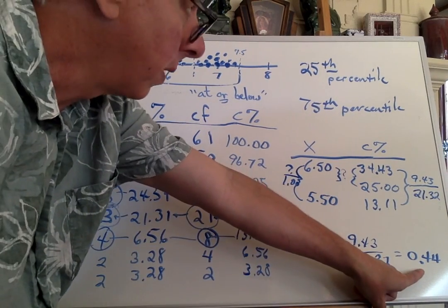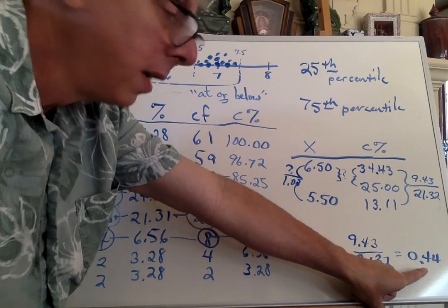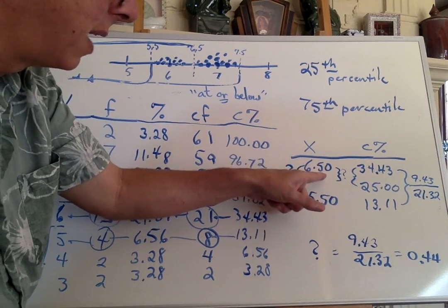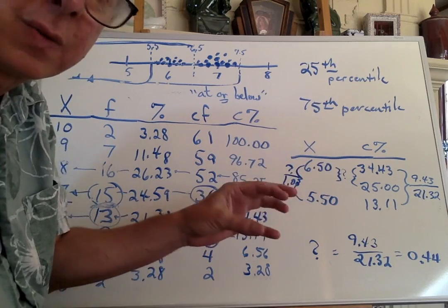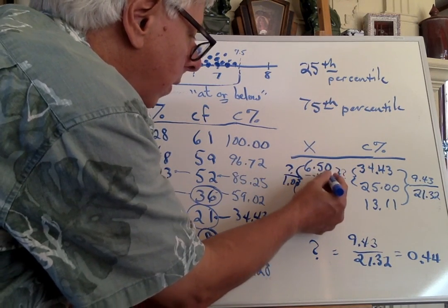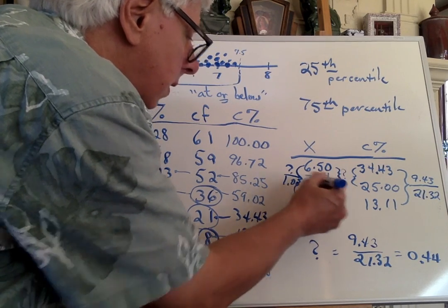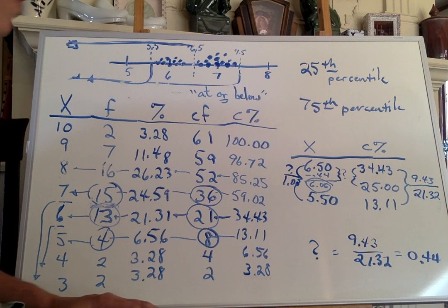So this is the 25th percentile, right? No, it's not. That's how far we have to go down to get to the 25th percentile. So we need to go minus 0.44, 6.06 is our 25th percentile. 6.06. Okay.